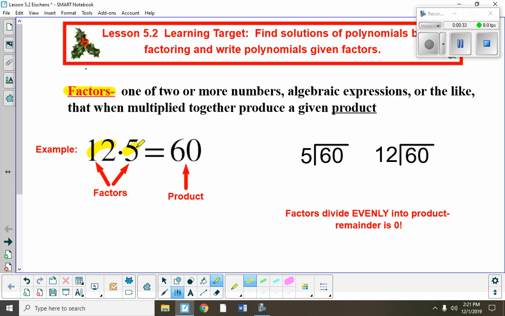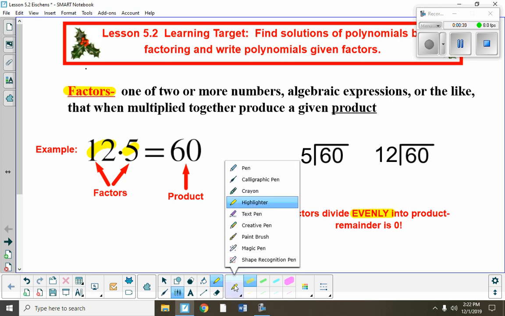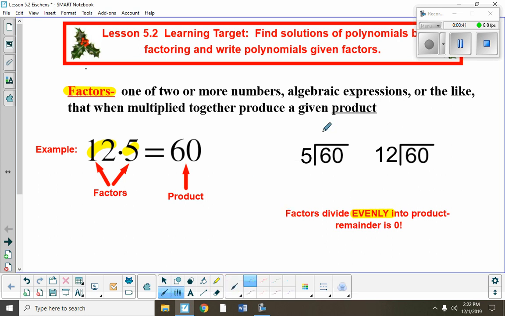One thing to always keep in mind in this chapter is that factors divide evenly into a product. The remainder is 0. So 5 goes into 60. If we do long division, first we divide, and then we multiply, and then we subtract. 6 minus 5 is 1, and then we'll bring down the 0. Now we start over again with the algorithm. We divide. 5 into 10 is 2. Multiply, you get 10. Subtract, we have 0. So 5 goes into 60 12 times, there's no remainder. And 12 goes into 60 5 times. And then divide, multiply, subtract, and the remainder is 0.